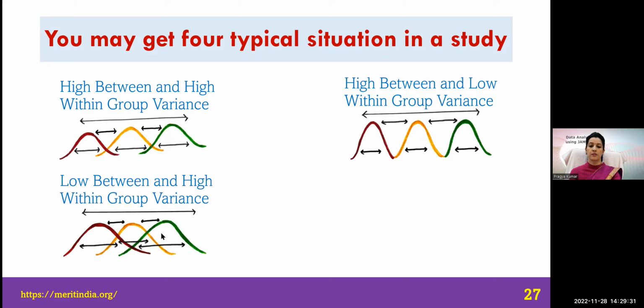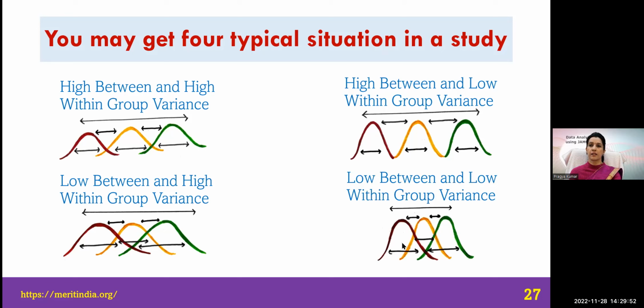Then comes a curve like this, where it is overlapping. If there is an overlap between the curves, we say that between group variance is low, but see the spread of each curve. Then we say that within group variance is high. And then a curve like this, when the individual curves are also narrow and they are crossing each other, then we say that there is a low between and low within group variance.